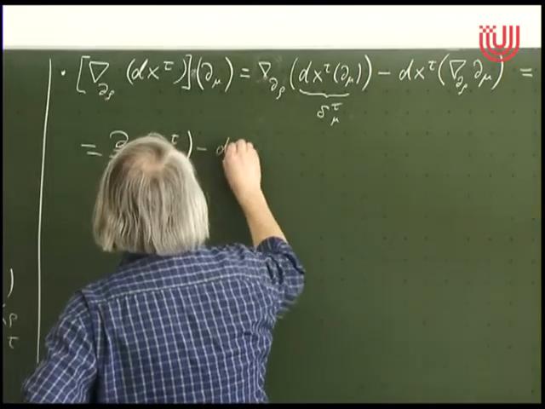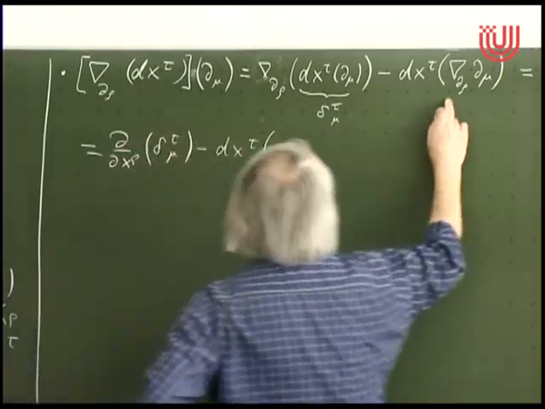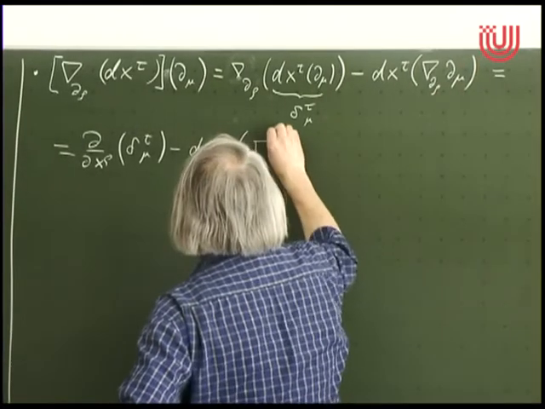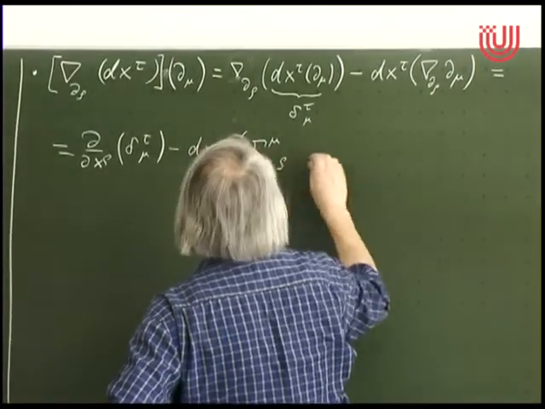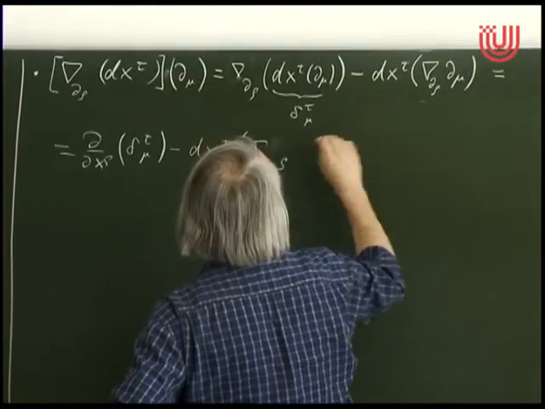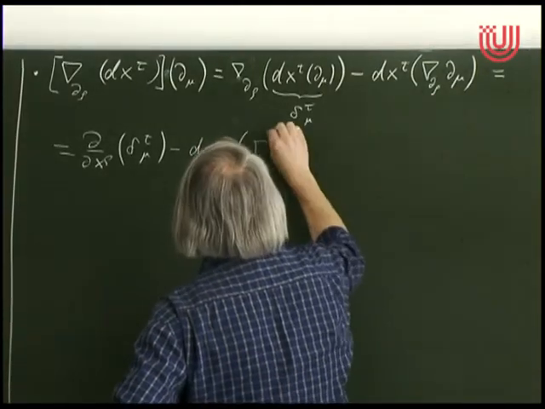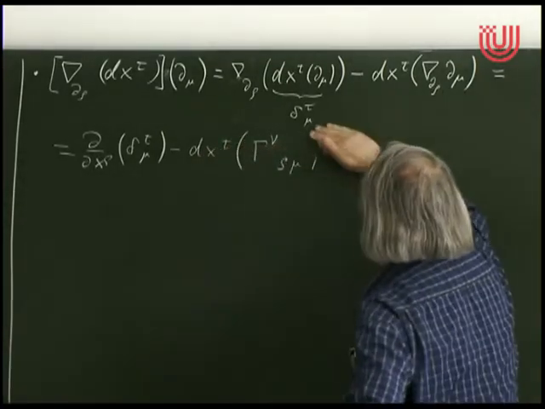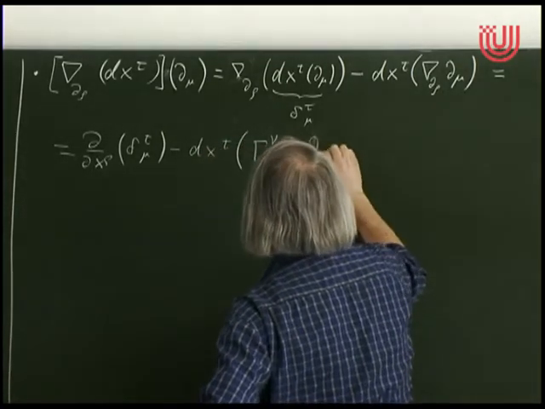And this here is minus dx tau applied to nabla partial rho of d mu. Now remember how the gammas were introduced. This is gamma, oh, I shouldn't use mu, mu is already in use here. So let's call this nu, and the basis vector is d tau, d nu.